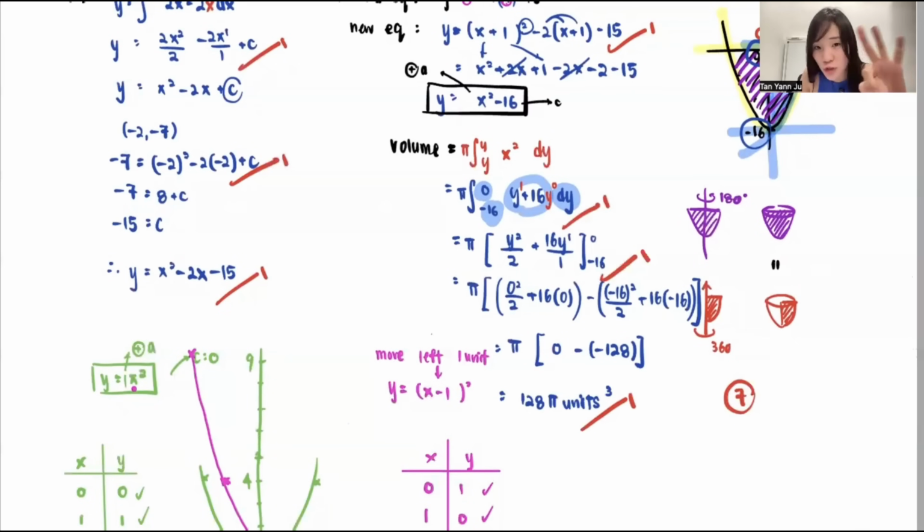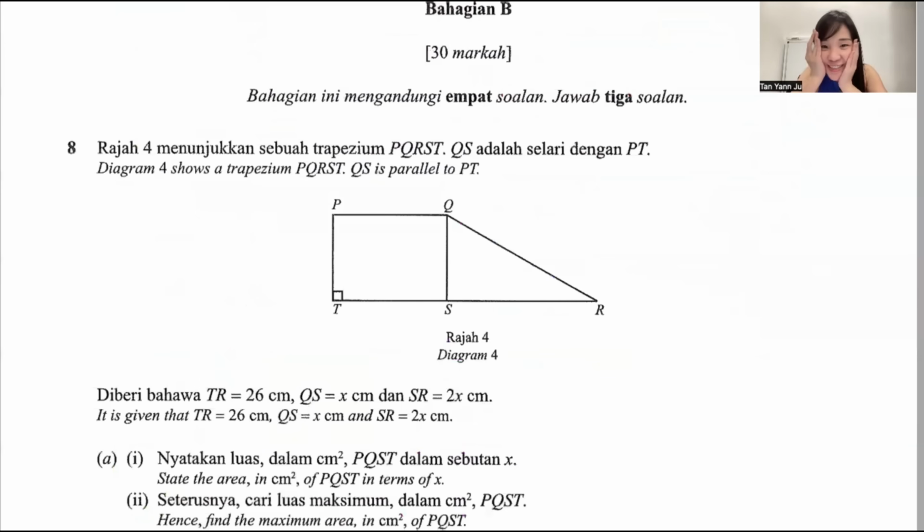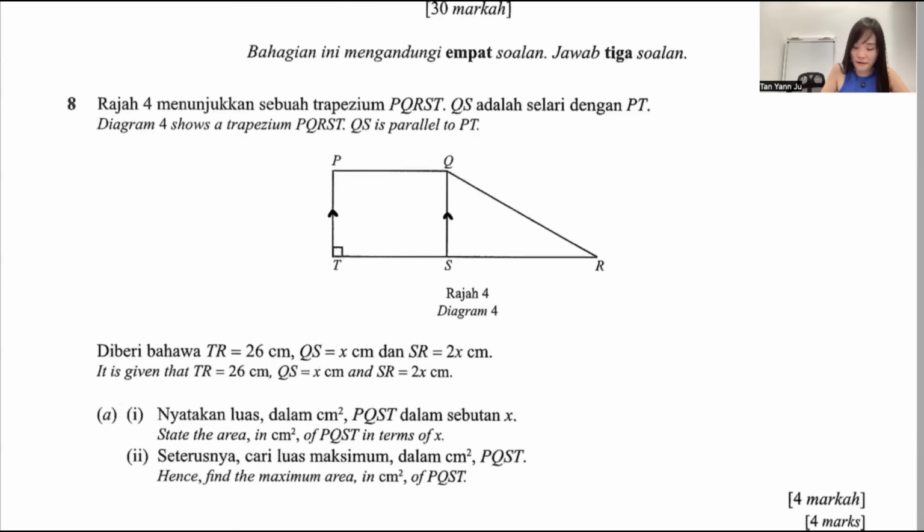5, 4, 3, 2, 1, go. Question 8. Oh, finally, until section B. So question 8, they say, diagram 4 shows a trapezium PQRST. You have trapezium, that means you're a rectangle, but one side is shorter a bit. QS is parallel to PT, so these two sides are parallel. So guys, if they're parallel, here 90 degree, 100%, here also 90 degree. So here 90, here 90, here 90, here 90. Quite obvious, that means this is a rectangle shape.